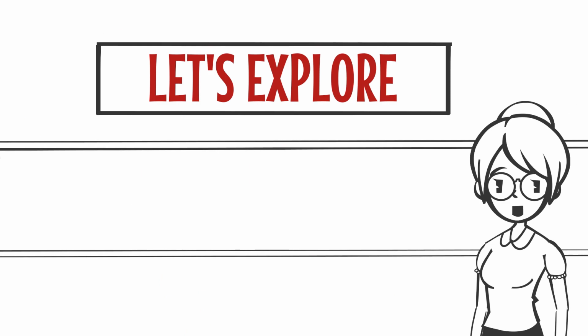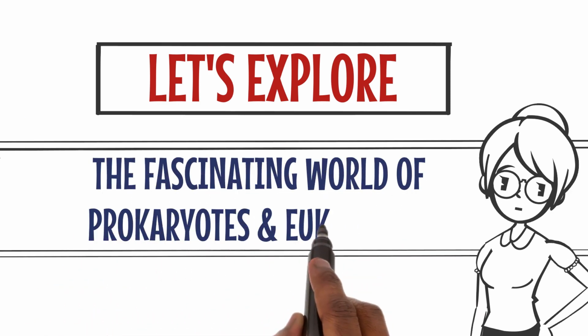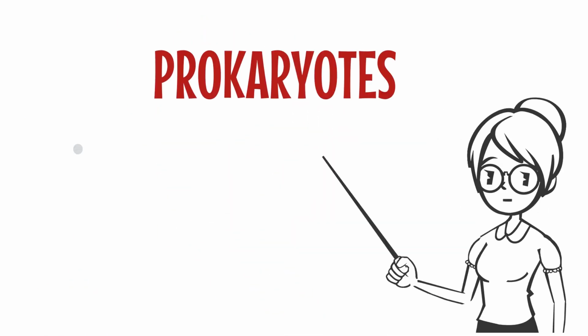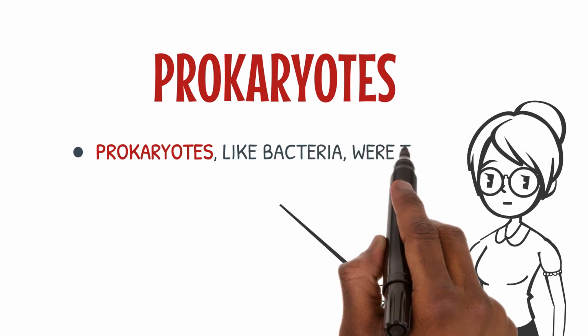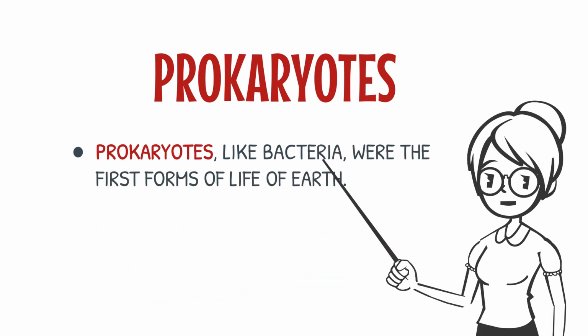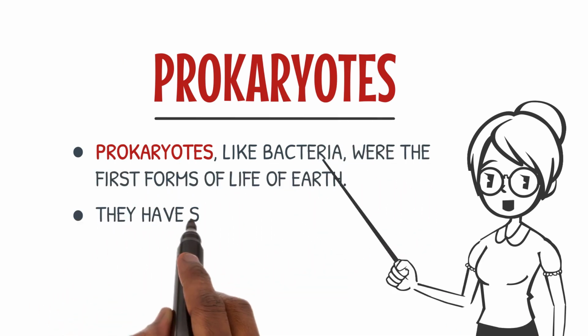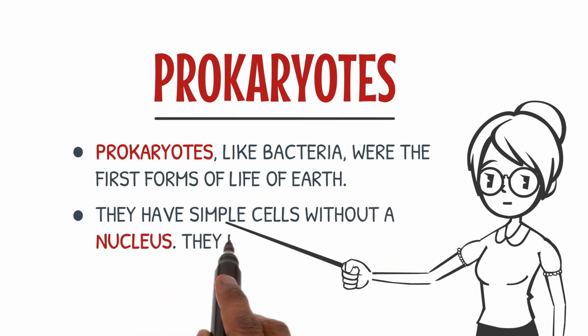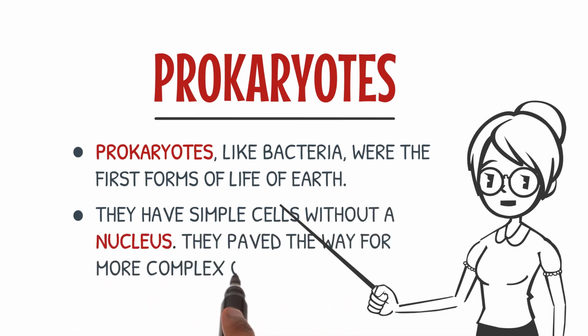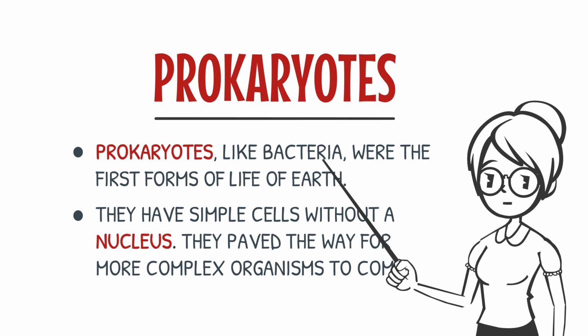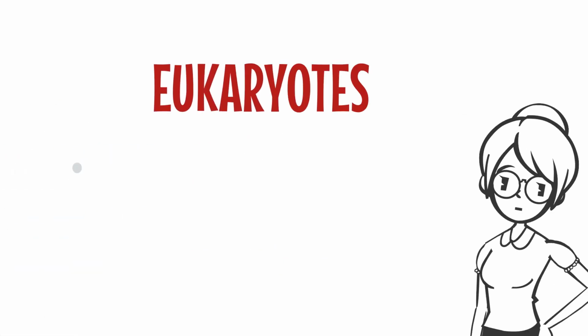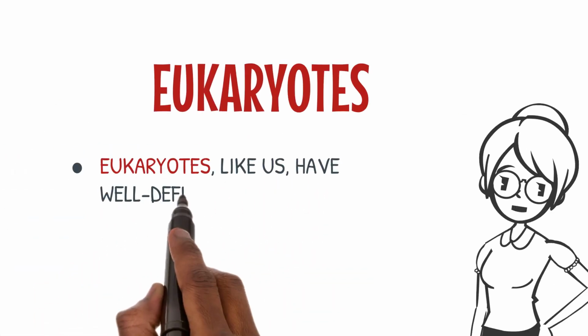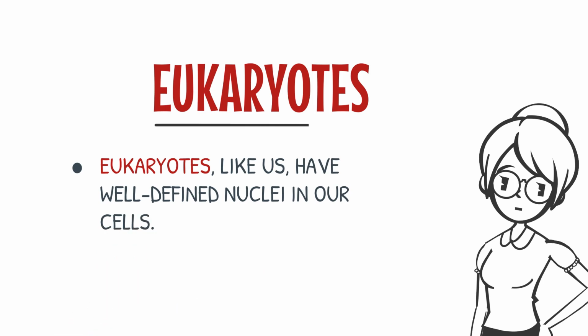Now, let's explore the fascinating world of prokaryotes and eukaryotes. Prokaryotes, like bacteria, were the first forms of life on Earth. They have simple cells without a nucleus. They paved the way for more complex organisms to come. On the other hand, eukaryotes, like us, have well-defined nuclei in our cells.